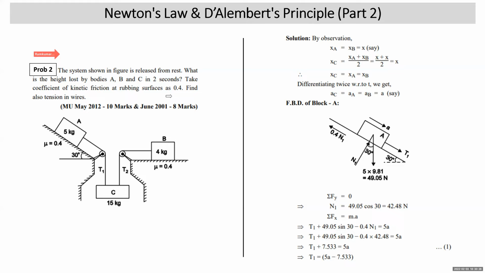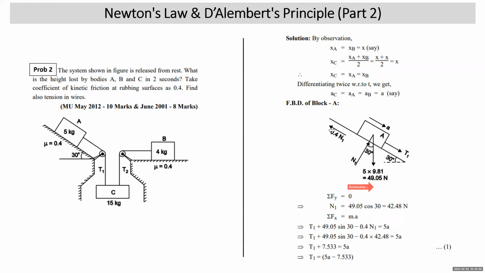And he has given that after 2 seconds, each block will start from rest, each block will have its own acceleration, right? That is going to be equal, but first we have to get that acceleration. So first we draw the free body diagram of block A. Its weight is 5 into 9.81 vertically down, 49.05. The plane is making 30 with the horizontal, so normal reaction N1 will make 30 with the vertical. This tension is T1, the acceleration of this block is A down, all three blocks have the same acceleration. As motion is down, friction will be up.